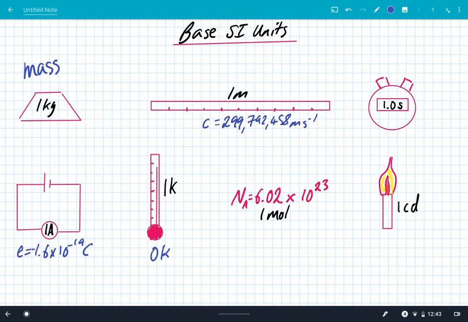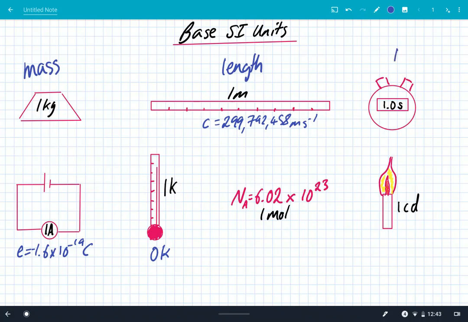The second SI unit is that of length, and we measure length in meters. These used to be defined as 1/10,000,000th of the distance from the equator to the North Pole, but it's now defined using the speed of light as 3 × 10⁸ meters per second.